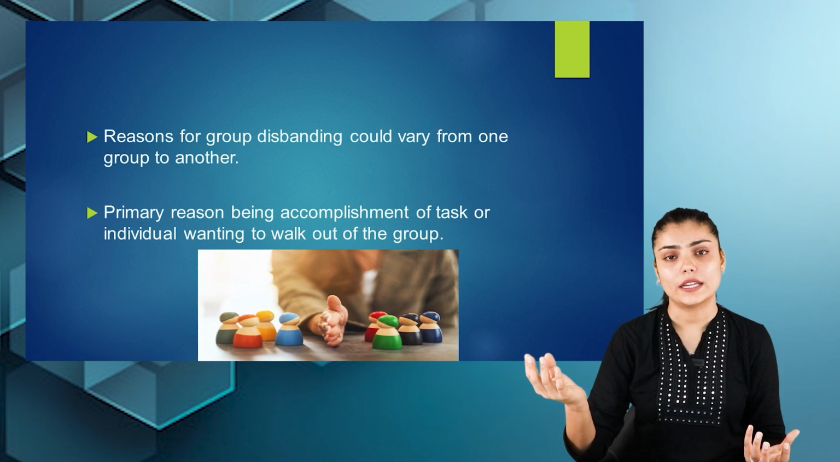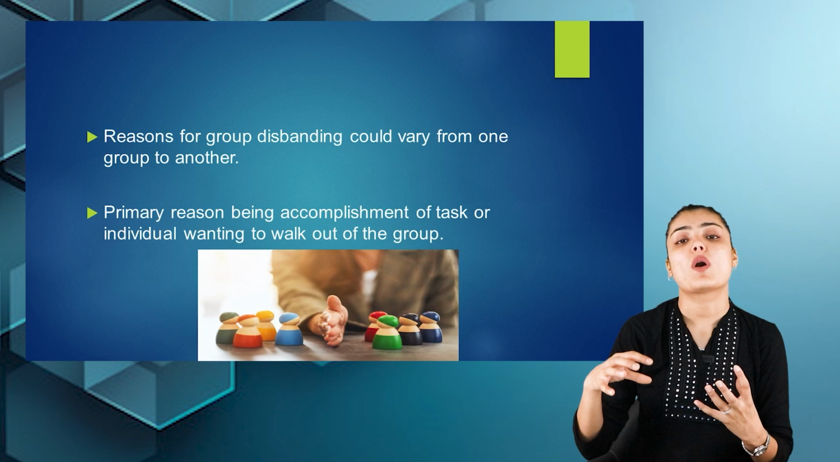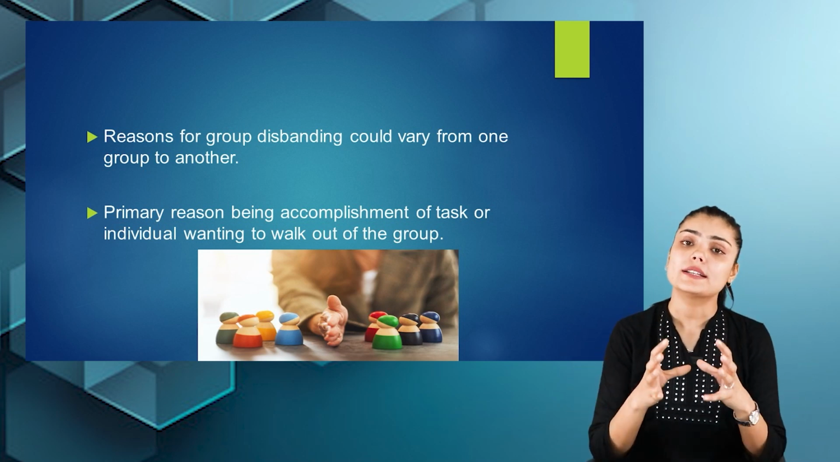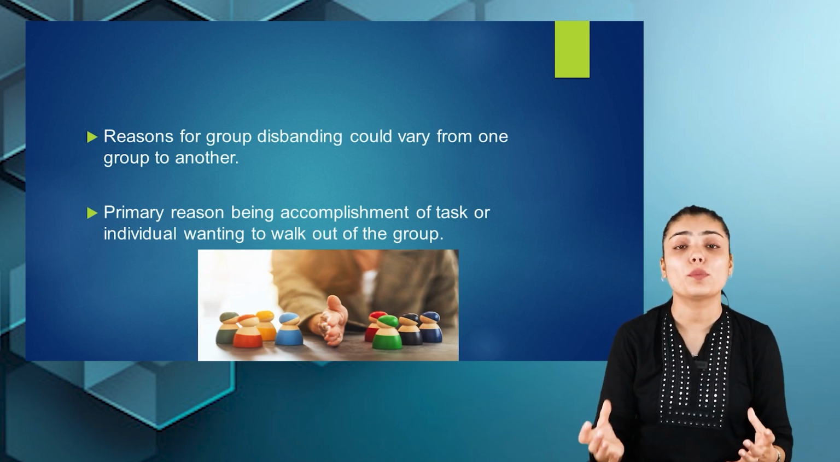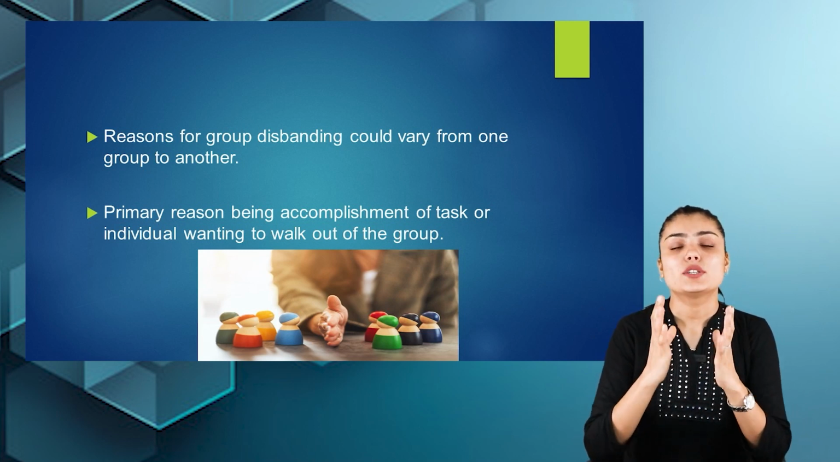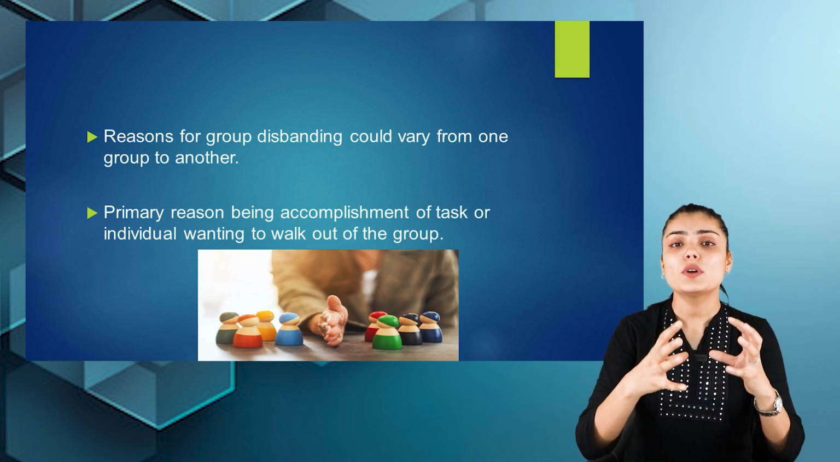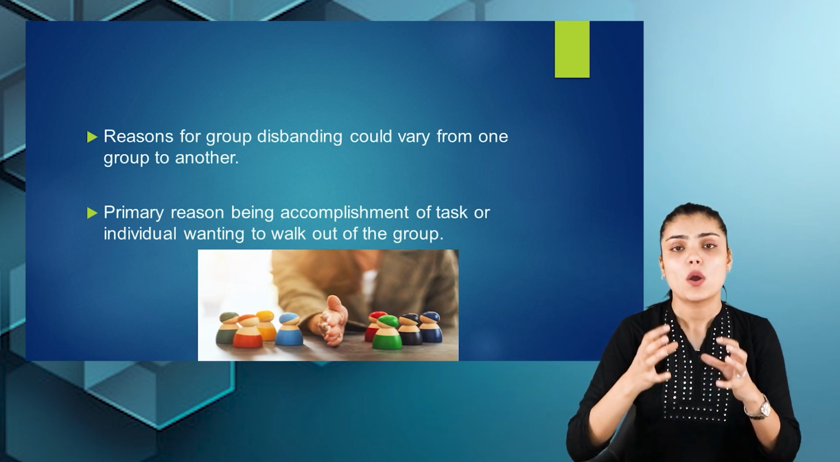It is not necessary that the reasons for the group members to separate from one another are always the same. It varies from one group to another. But the primary reason for group disbanding, for the separation of the members of the group, is usually accomplishment of the task. As I have been saying, a group is usually formed to achieve a specific task. So once the task is achieved, what happens? The members of the group separate from one another. They let go of the group structure.